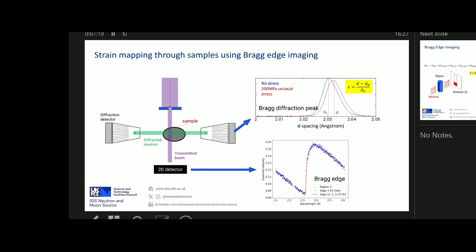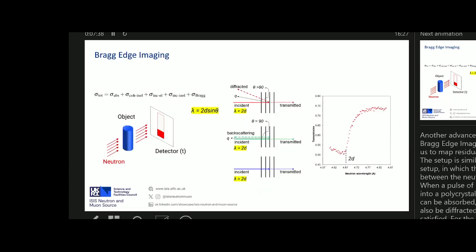And if you put a 2D detector behind the sample and receive the transmitted signal, you will also get a spectrum that is a result of the Bragg diffraction. But this time, we do not have a diffraction peak. Instead, we have an edge. That's why we call it Bragg edge imaging.